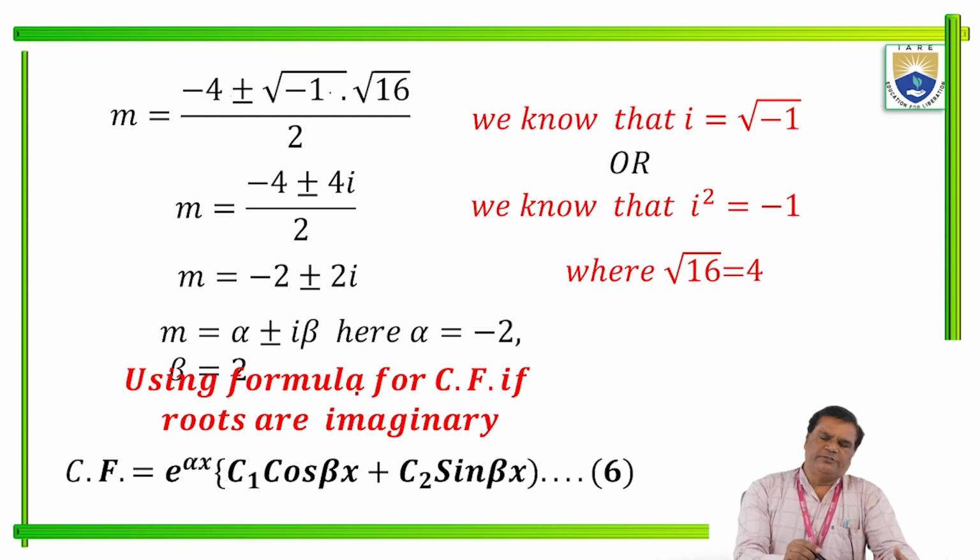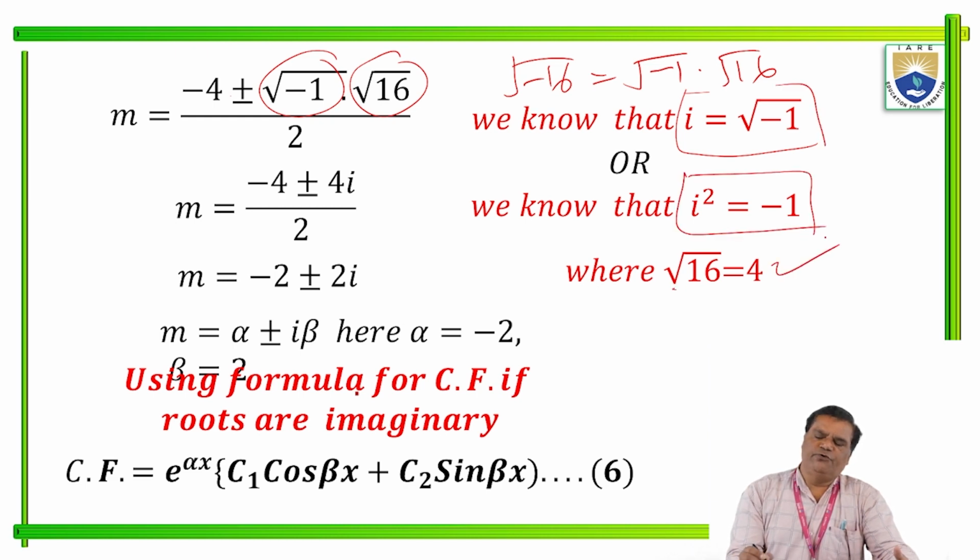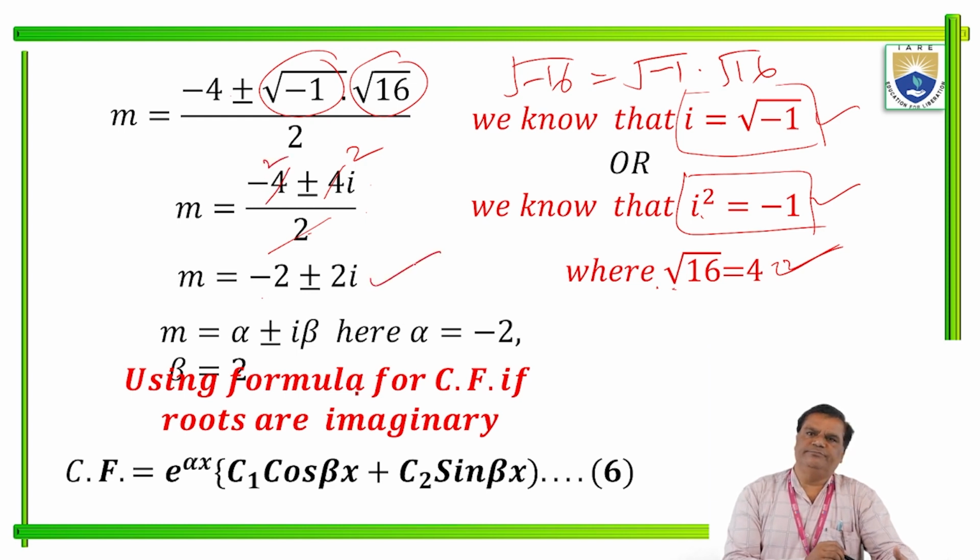M equal to minus 4 plus minus root minus 16. I break root minus 16 as root minus 1 into root 16. Root minus 1 is i, i square is minus 1, and root 16 is 4. Putting this value here, minus 4 plus minus 4i upon 2. Cancelling out by 2, we get minus 2 plus minus 2i.